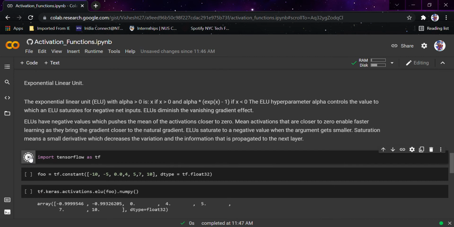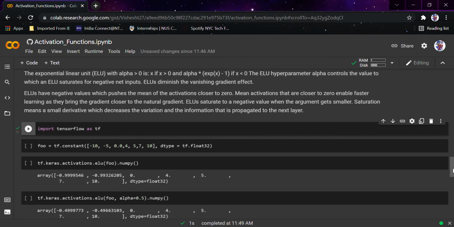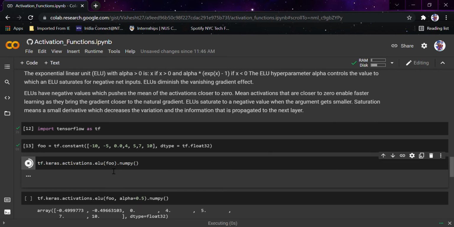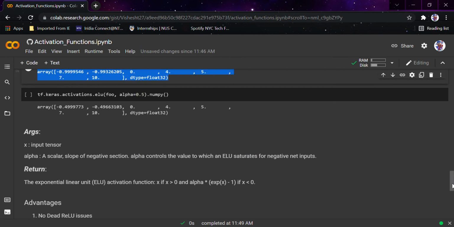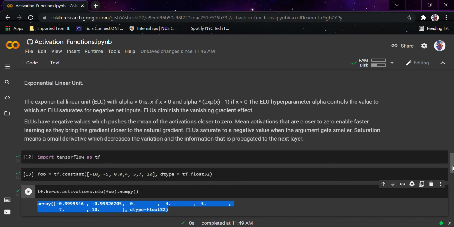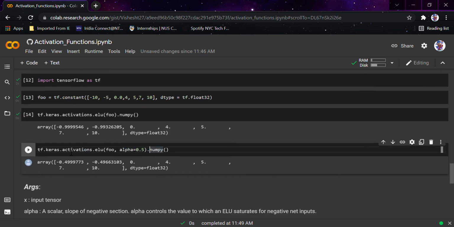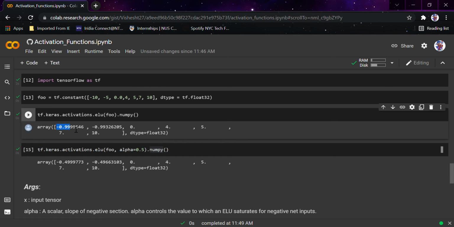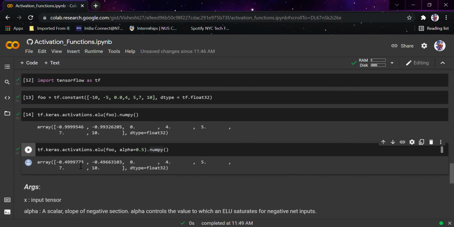So let's run this in Keras. First I would import TensorFlow, it's important. Then we would define tf.constant with values inside it: minus 10, 0, 4, 5, 7, 10. Then we would call tf.keras.activations.elu on it with .numpy, and as you can see, these are the values it is returning. By default, the alpha has a value which has been set to 1, I guess. Once you define your own value, the function would act according to that only. Here I have defined alpha equal to 0.5, so things are going to be a bit different, from minus 0.9 to minus 0.49. So this is how things are working here.